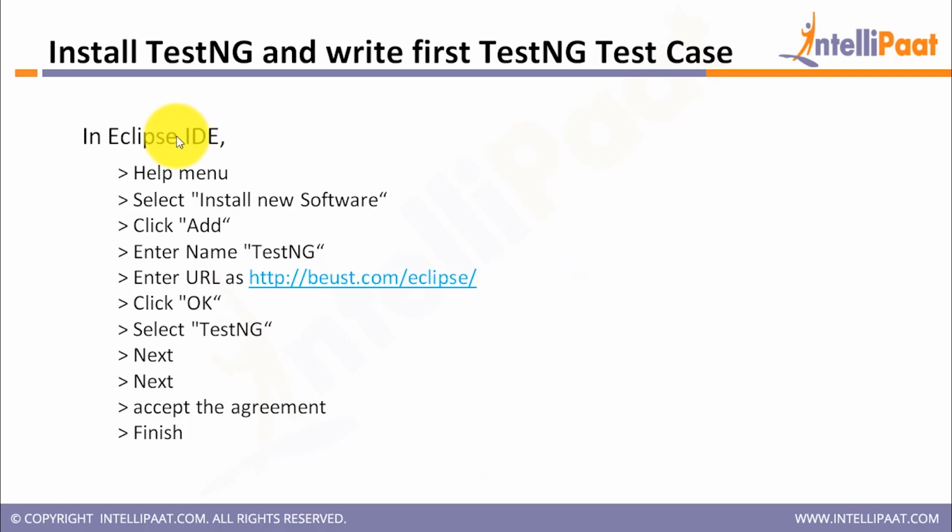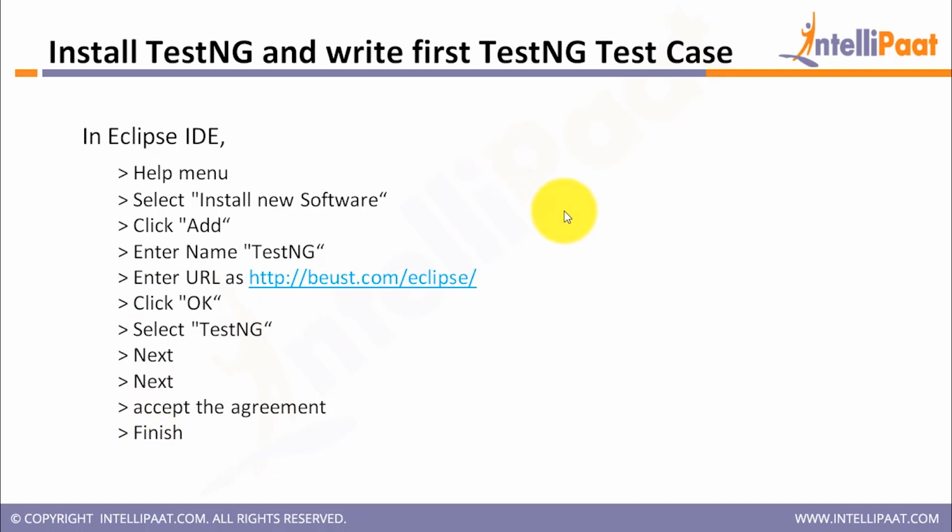Now the third point: how to configure Testng in Eclipse. These are the following steps. We have already installed Java and the Eclipse IDE. Now you just need to get Testng from this URL, that is bust.com eclipse, and follow these steps.